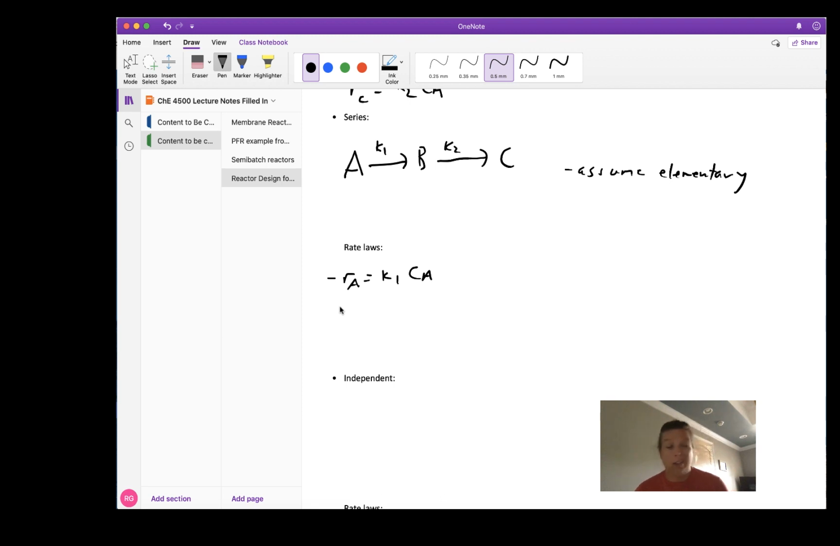We could write the rate of consumption or generation of B here. Either would be intuitive. I'm going to write generation. So B is being generated by reaction 1, so I'm going to write k1 Ca. But it's being consumed by reaction 2, so I'm going to say minus k2 Cb. So that's the net rate of generation of species B.